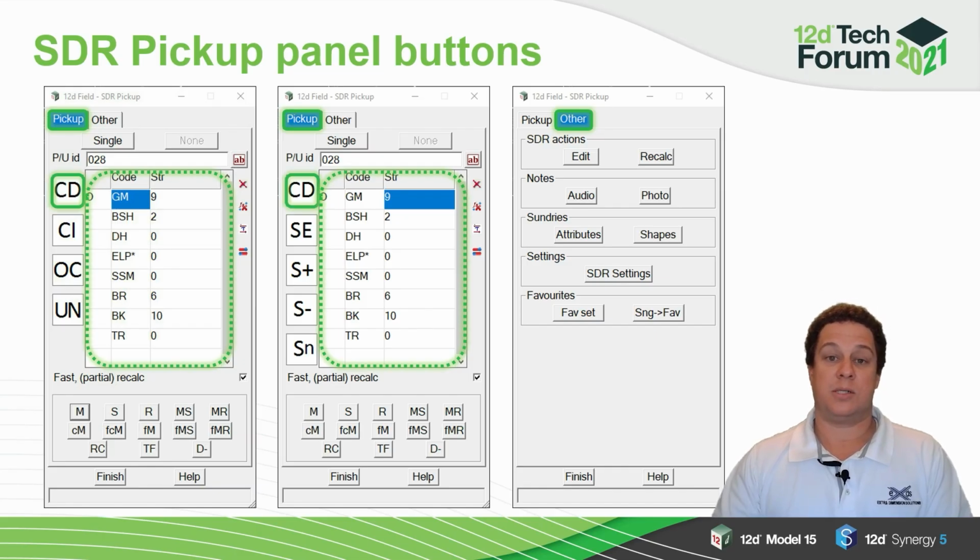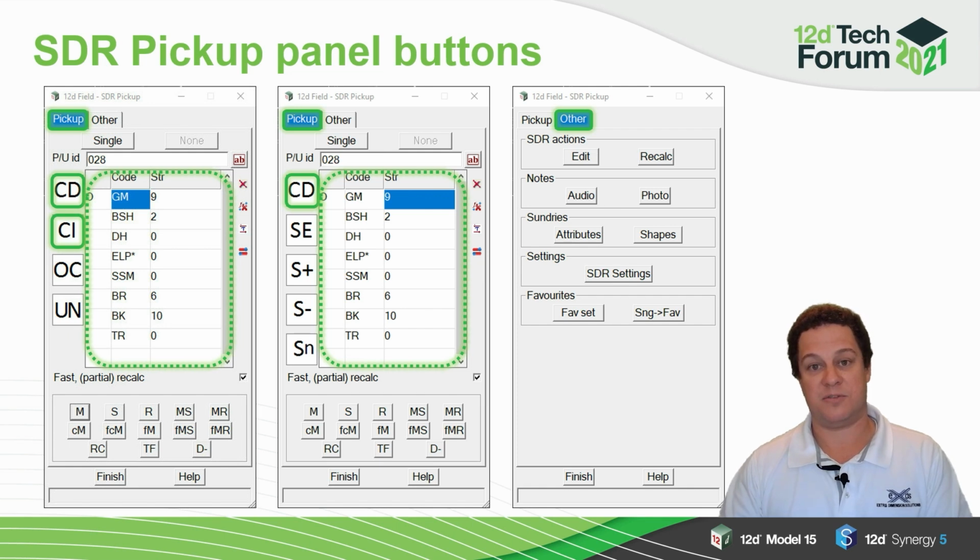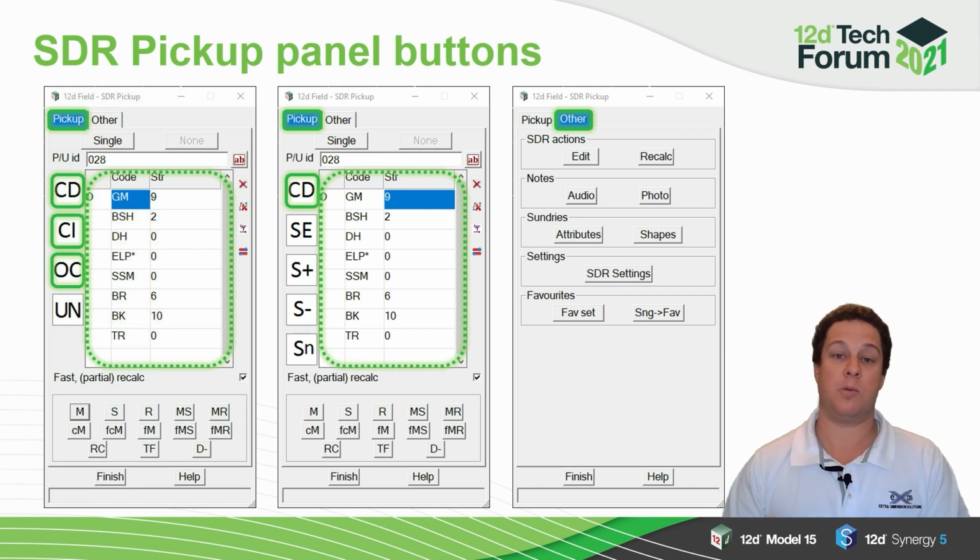CD will bring up the opcode selection panel. CI will display the code information that's been specified in the 12D Field Codes file for that code. OC will bring up the opcode selection panel, and UN will undo the last stored shot.